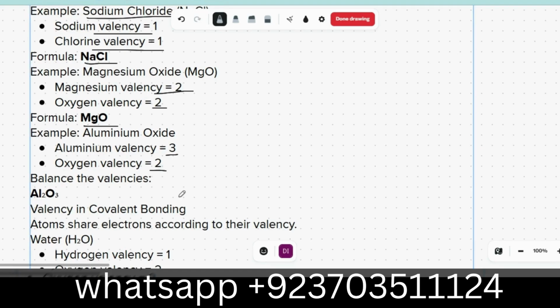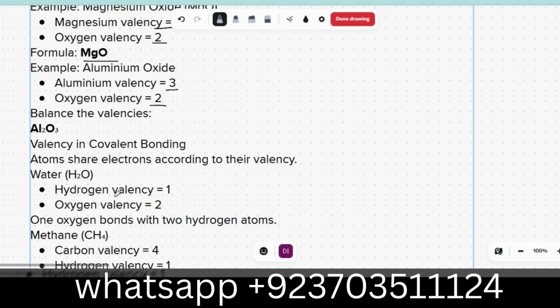Aluminum has a valency of 3, whereas oxygen has a valency of 2. So we have to take the LCM, which gives us 6. So we need 2 aluminum to give a valency of 6. So Al2, and oxygen: 3 times minus 2 is minus 6. So they cancel out each other.